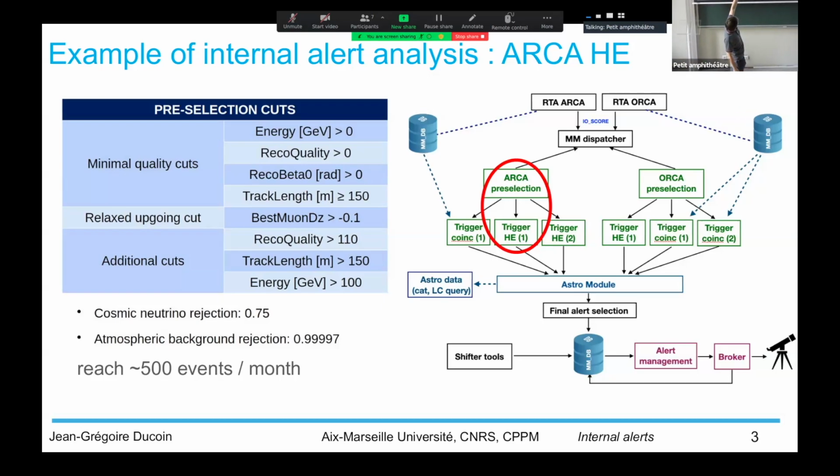So you can see some of the parameters that are used to remove this atmospheric background neutrino. Of course, you have a physical property and also a reconstruction property that can be used there. That gives us high purity of cosmic neutrinos in the end in our sample. And for instance, with this first test, we can reach about 500 events per month with the current detector.